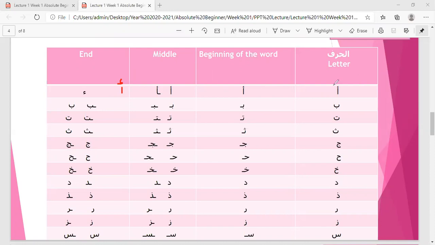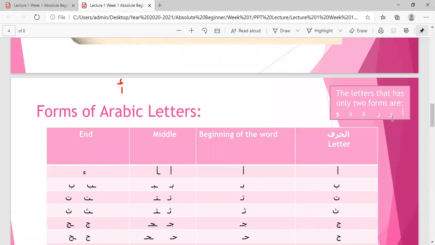So tell me, what are the letters that have only two forms? Yalla. A. Yes. Ra. Then Za. Then Da. Then Tha. Wa. So these five letters that you see, Heidi, they only have two forms. If this question comes in the exam, you have to mention them all, okay?